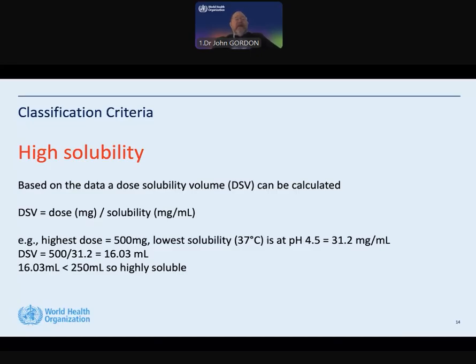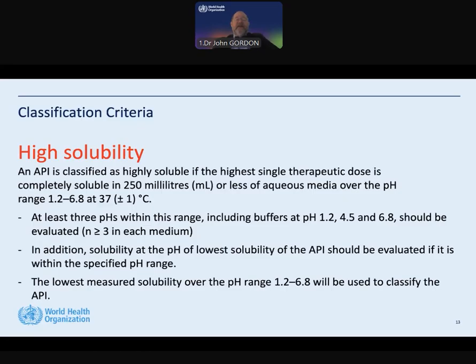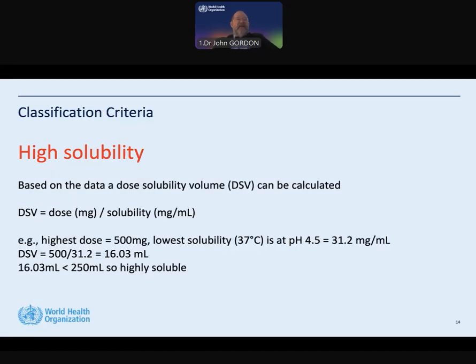Basically, you can calculate what's called a dose solubility volume, or DSV. The formula for which is on the screen now. It's simply the highest single therapeutic dose, because as you'll recall, that's part of the definition for high solubility. The highest single therapeutic dose recommended in the labeling for the product, divided by the lowest solubility observed over the pH range, will give you a DSV. So for example, if you had a highest therapeutic dose of 500 milligrams, and the lowest solubility for an API was found to be at pH 4.5 and it was 31.2, then you do a simple calculation to get a value of 16 milliliters. And of course, 16 milliliters is less than 250. So this API would be considered to be a highly soluble API.